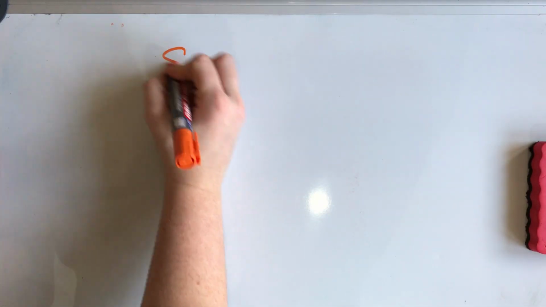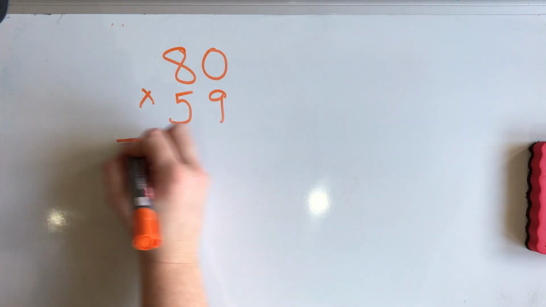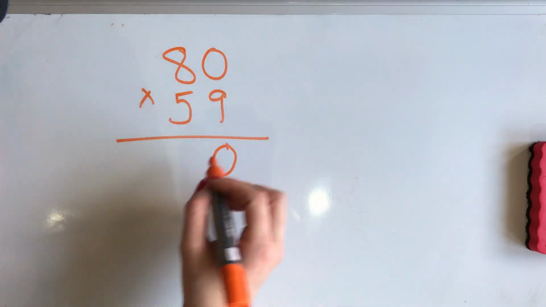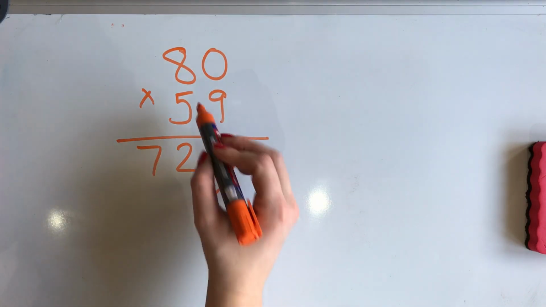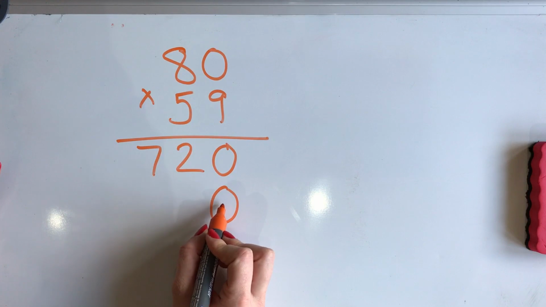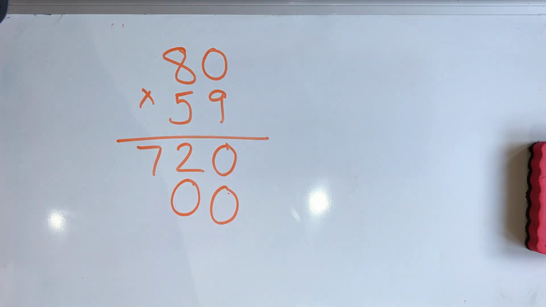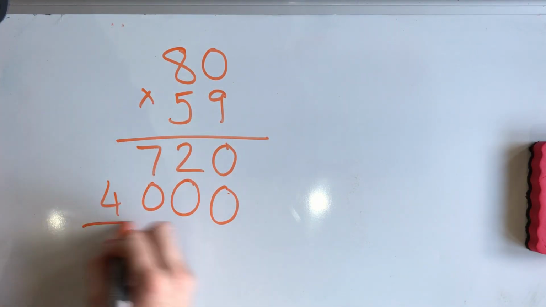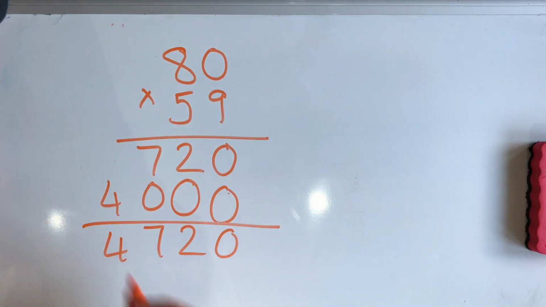And then let's do 80 multiplied by 59. 9 multiplied by 0 is 0. 9 multiplied by 8 is 72. Again, put that 0 in. 5 multiplied by 0 is 0. But we need to make sure, don't assume that is the same 0. This is the next 0. 5 multiplied by 8 is 40. That will leave us with 4,720.